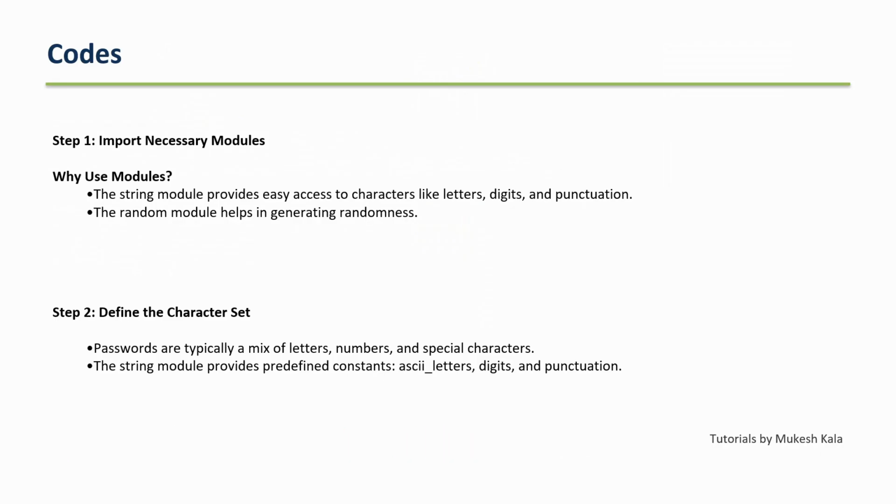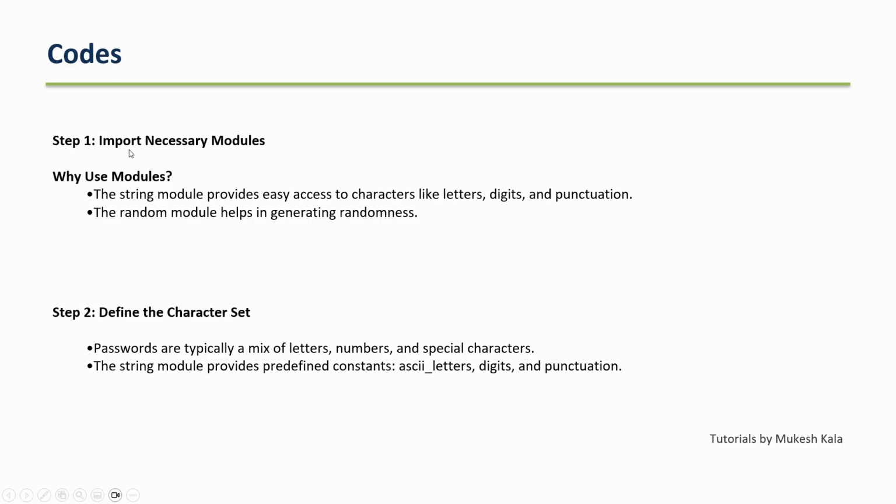In this one, we are going to use 2 modules. One is the string module, which is going to provide us easy access to characters like letters, digits and punctuation marks, which will be used for the password. The second module which we are going to use is random, because I want to generate random numbers or random characters. So first thing first, step 1 for the project is to import the necessary modules. We'll come back to the presentation by first doing step 1 in the project and then coming back to the theory.